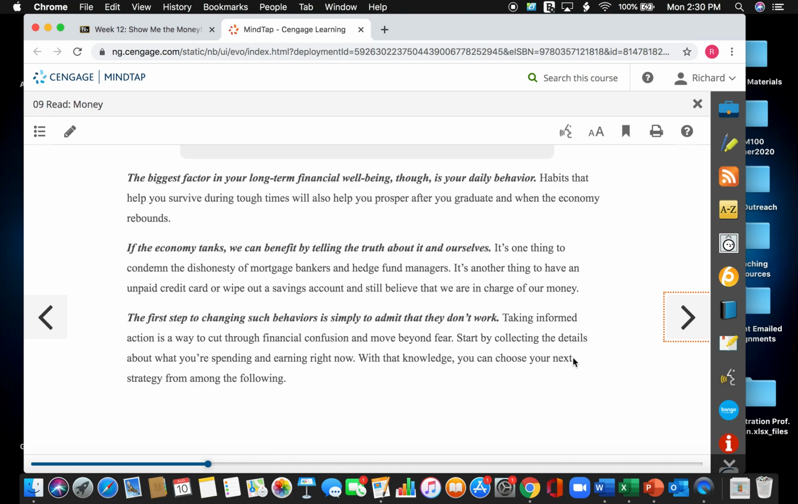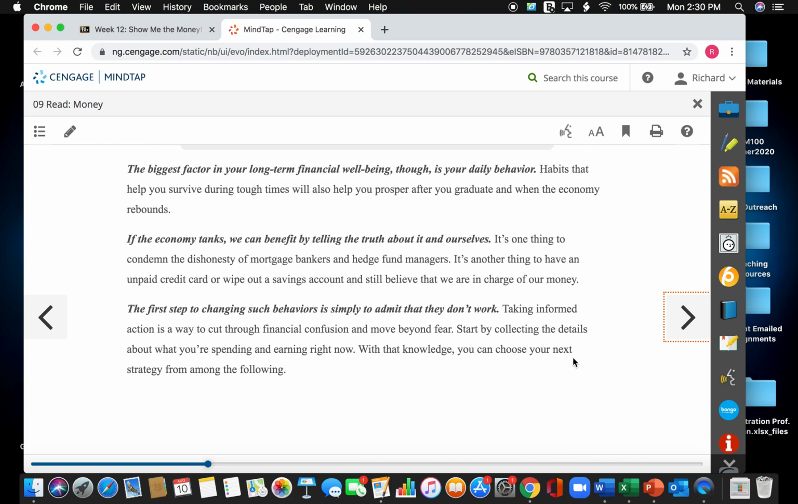It is one thing to condemn the dishonesty of mortgage brokers or mortgage bankers and hedge fund managers. It is another thing to have an unpaid credit card or wipe out our savings account and still believe that we are in charge of our money. The first step to changing such behaviors is simply to admit that they don't work. Taking informed action is a way to cut through financial confusion and move beyond fear.